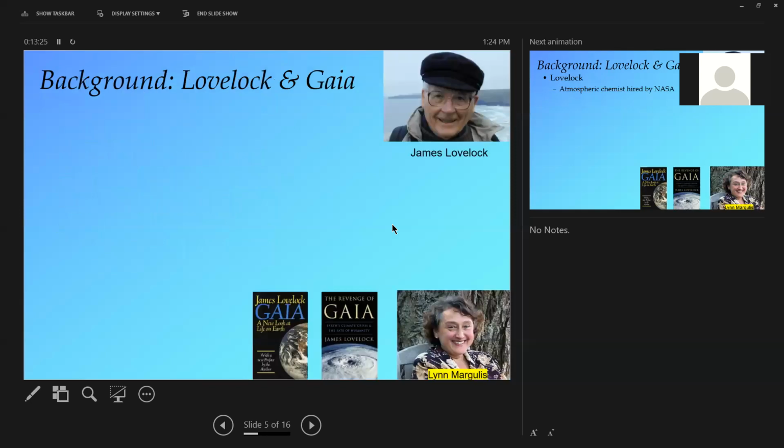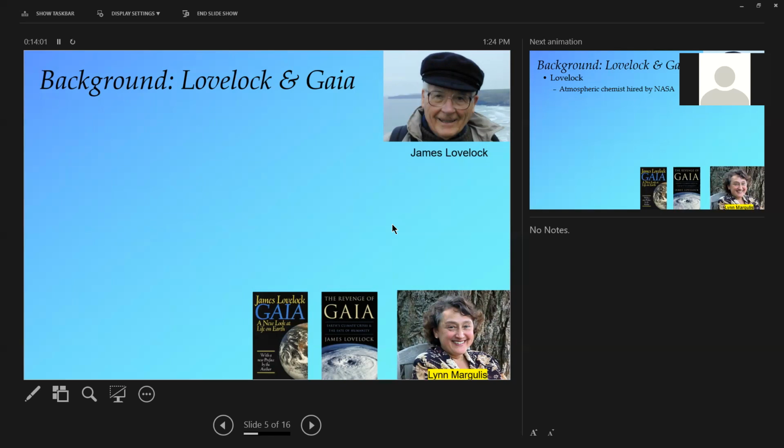So just to say a little bit about James Lovelock, and I should say that the Gaia hypothesis is actually associated with two individuals, Lynn Margulis as well. Does the name Lynn Margulis ring any bells with anyone? What do you know about Lynn Margulis? Right. She's very famous for a theory of how eukaryotic cells developed. It's called endosymbiosis.